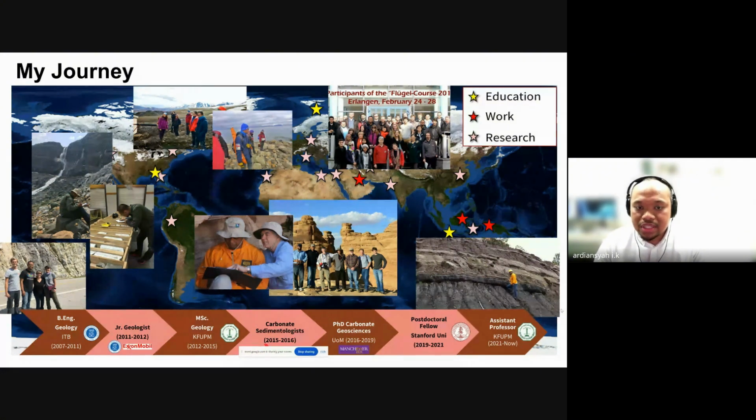Before I joined the university, I was a postdoctoral fellow at Stanford University, and this is really where I started my journey in terms of using AI for geosciences, right? And trying to apply it to how we can optimize hydrocarbon exploration.